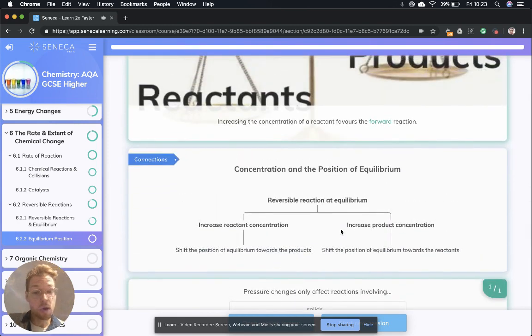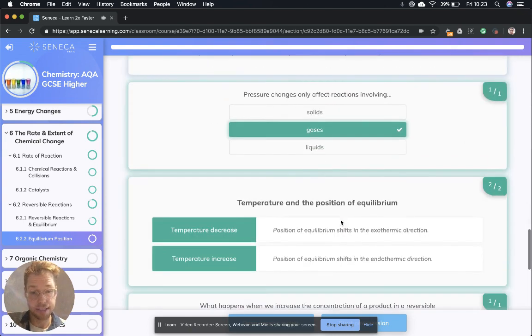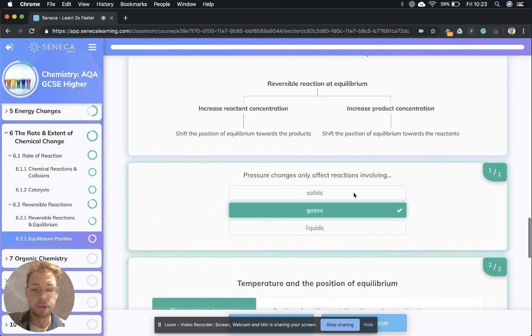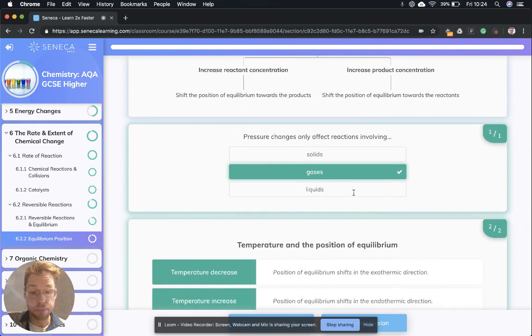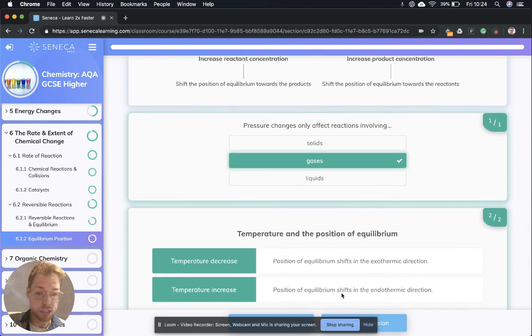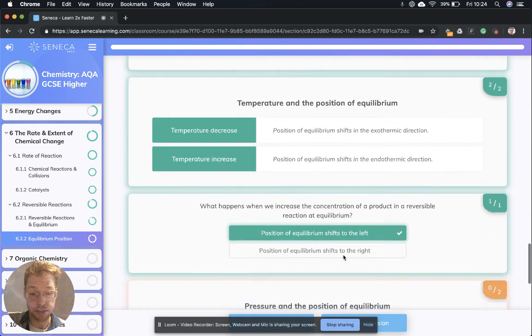Pressure changes, what kind of reactions do they affect? Only ones with gases, okay? And quickly, let's review temperature and the position of the equilibrium. If we increase the temperature, which direction does the equilibrium shift? If we increase the temperature, the position will go in the endothermic direction. If we decrease the temperature, the equilibrium will shift in the exothermic direction. Okay?